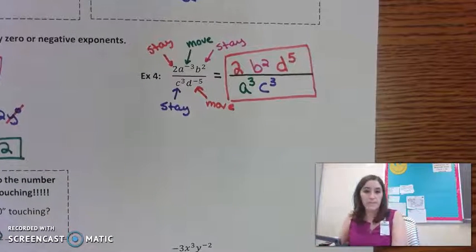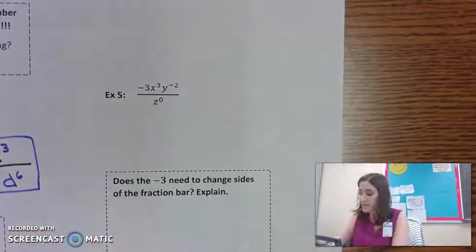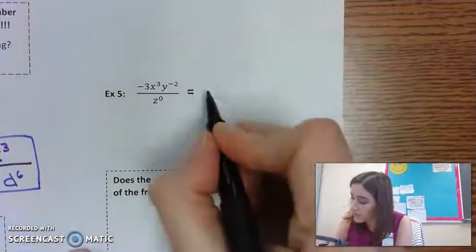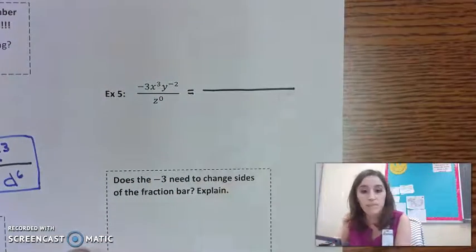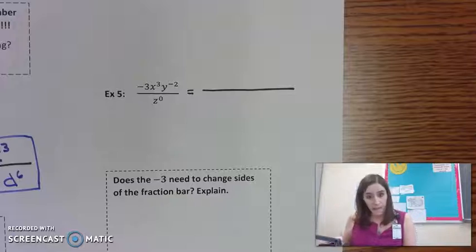Number 5. All right. I'm going to put my big fraction bar right here. Okay. Big mistake on this one.